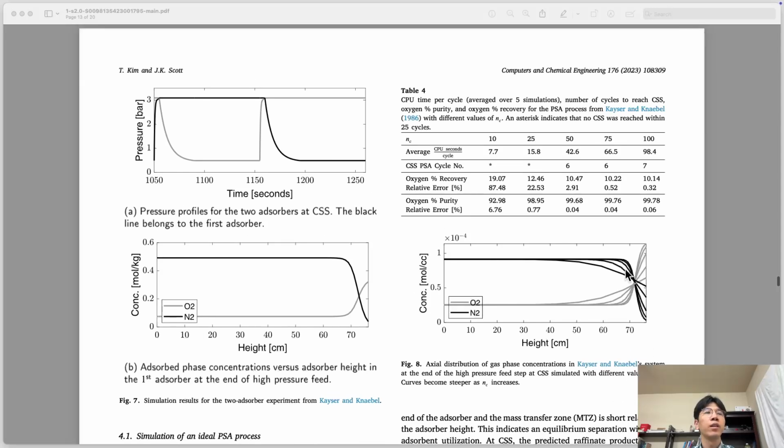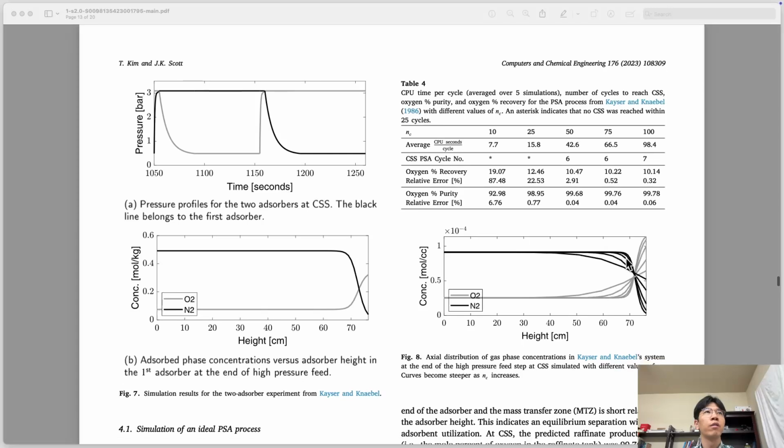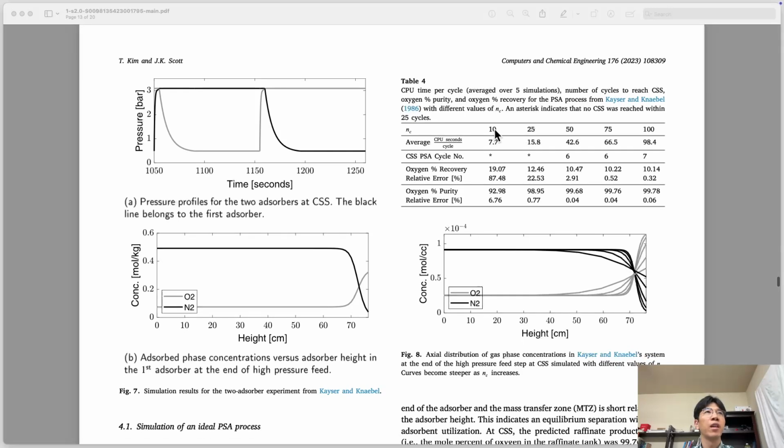And you can kind of see the difference in the gas phase concentration and the influence of the number of CSTRs: 10 CSTRs, 25, 50, 7500. So CPU seconds per cycle is reported. And you can see that the more CSTRs we have, the longer it takes. But in terms of the predictive power of our model, when we have just 10 CSTRs, the purity prediction is inaccurate.